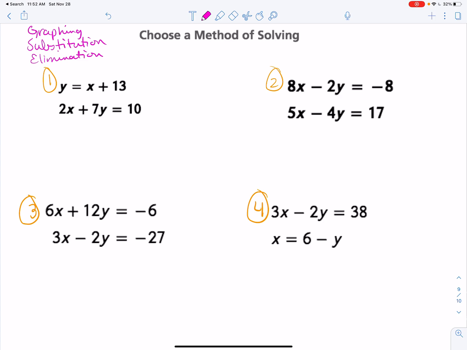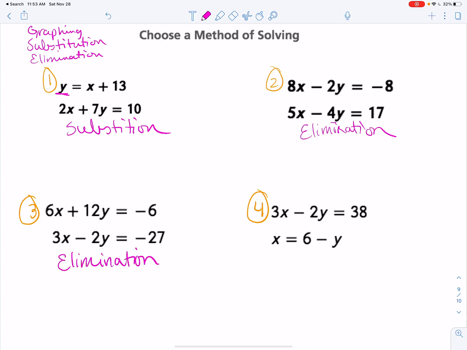So in number 1, I see that a variable is isolated. So for me, it's like, okay, that's substitution. That's ready to go. I'm going to use substitution there. For number 2, I see everything's lined up, everything's stacked. That's an elimination. That would be the easiest approach here. Number 3, everything is stacked up nicely. So again, my approach would be an elimination. And then number 4, x is already solved for. That's a variable. So that would be a substitution. Number 4 is the previous slide. We already did that one.